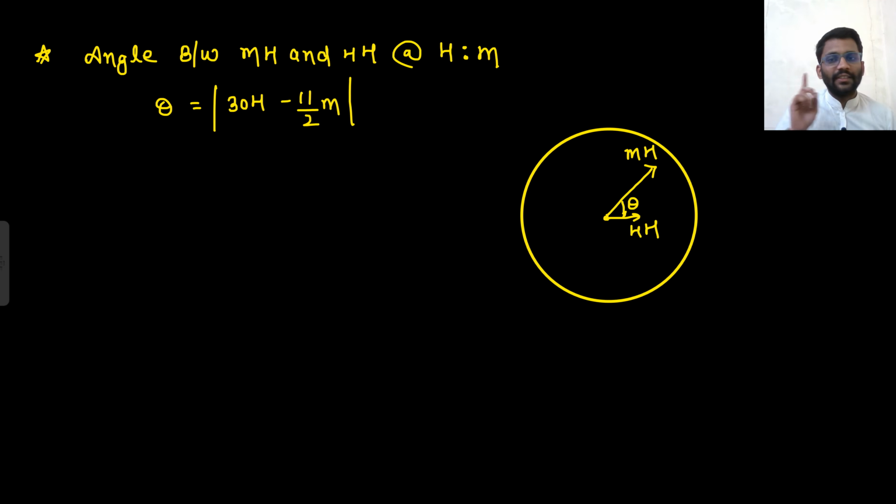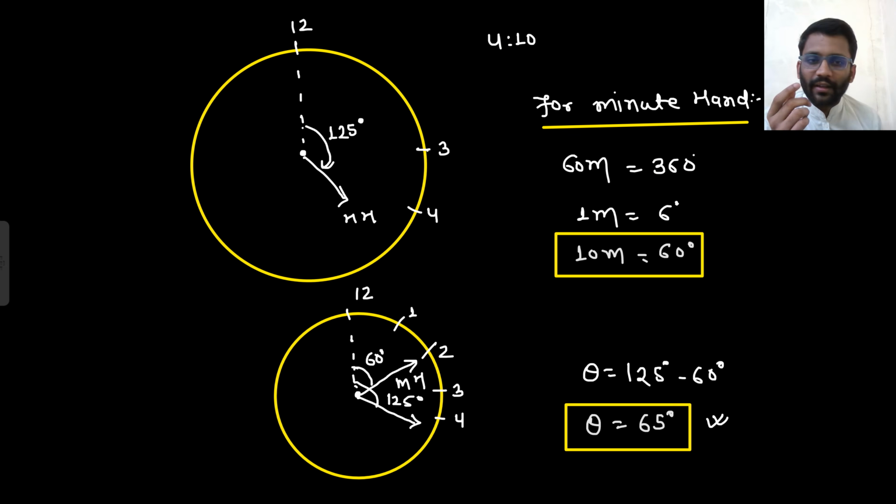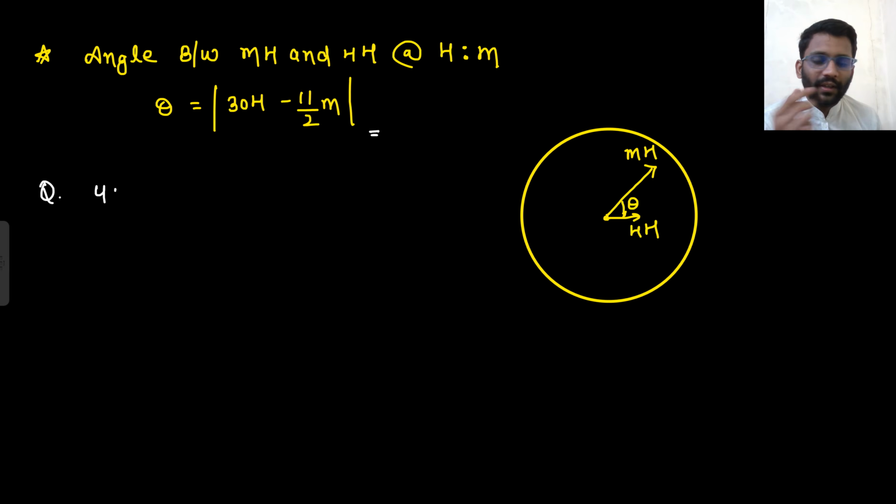The other method is to just remember the formula. I don't prefer remembering the formula, but for solving problems quickly in the examination, you can remember this formula. What do we mean by that? Let's assume they are asking the angle between the minute hand and hour hand at 4:10. Let's take the example of 4:10 only.